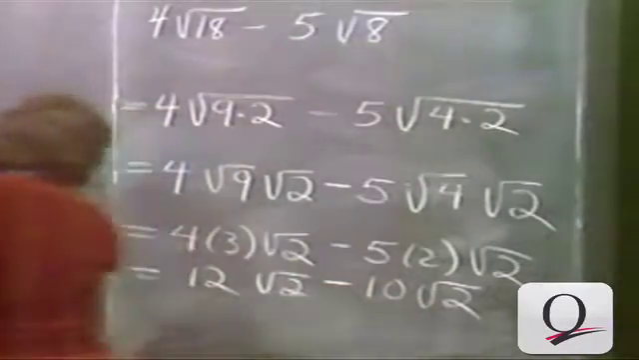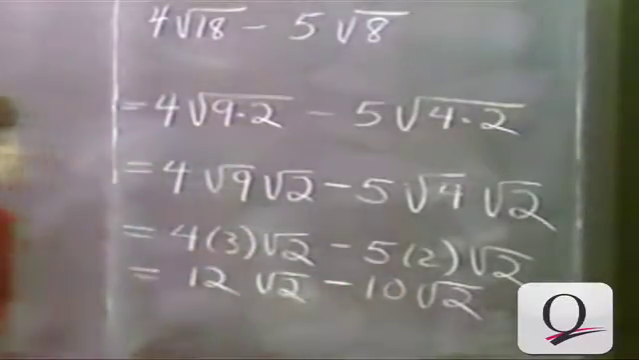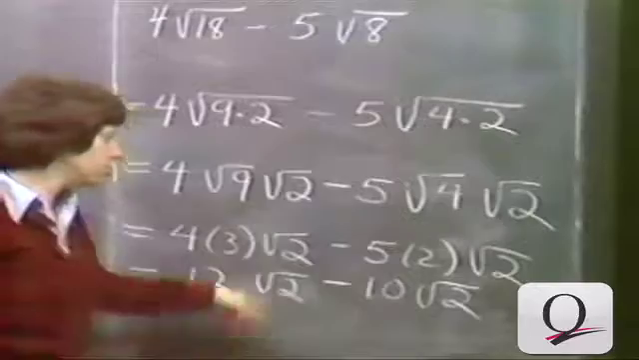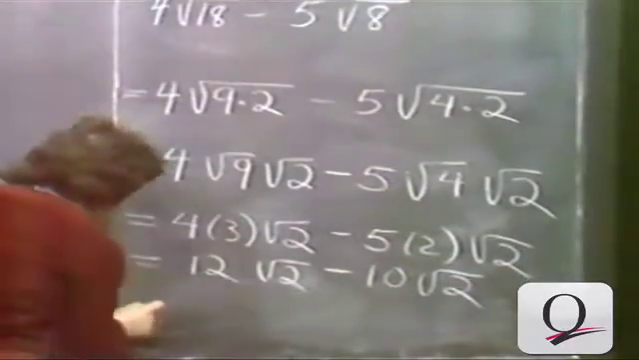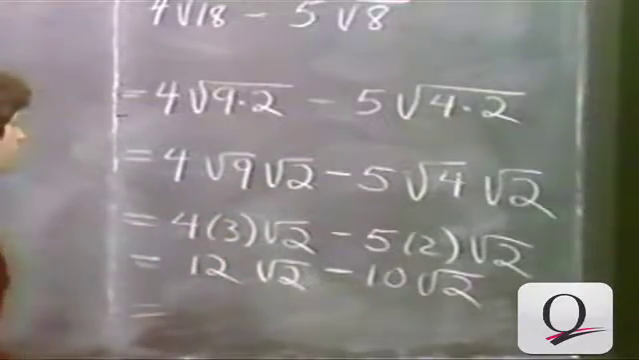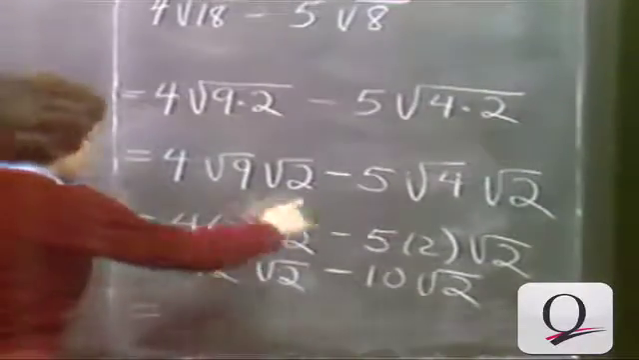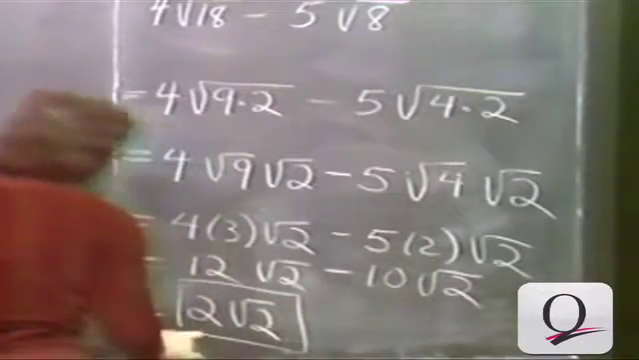And in this form, it is easy to see that they do involve the same radical. They both involve the square root of 2. We have 12 times the square root of 2 minus 10 times the square root of 2. Two terms involving the same radical. Okay, so we're going to combine what's outside of the radical sign. 12 the square root of 2 minus 10 the square root of 2. 12 minus 10, or 2 times the square root of 2.